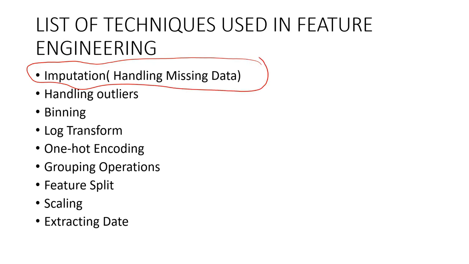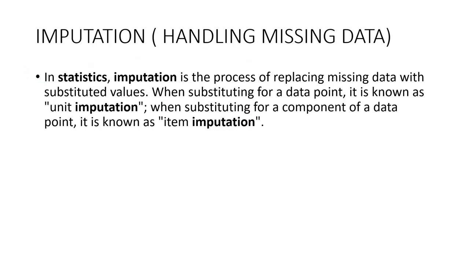The list of steps we need to follow in feature engineering is: imputation, which means how we handle the missing data in the data set; handling outliers, binning, log transform, one-hot encoding, grouping operations, feature split, scaling, extracting data. These are all the different steps we need to follow in feature engineering. Let's concentrate on imputation. How do we handle the missing data?